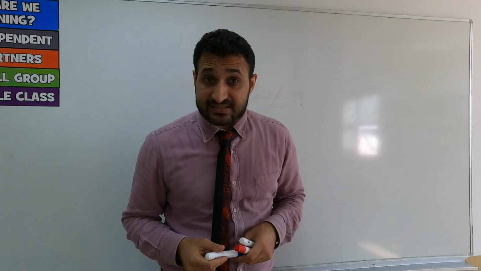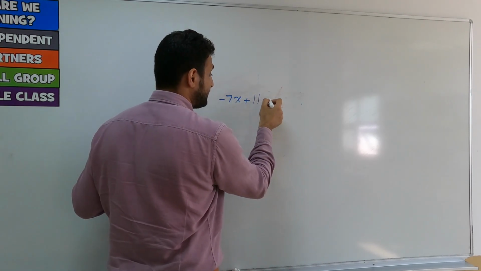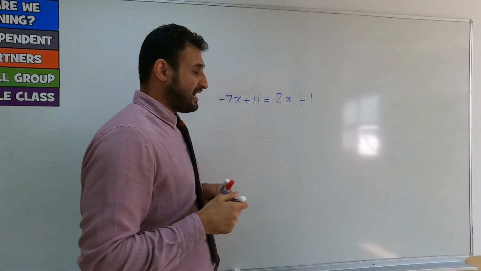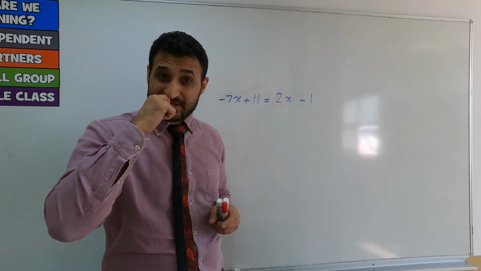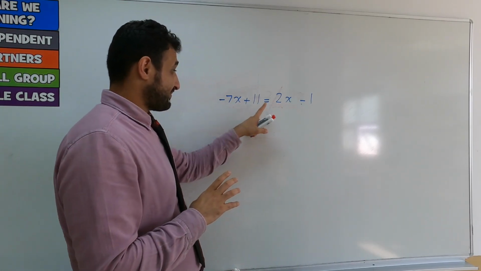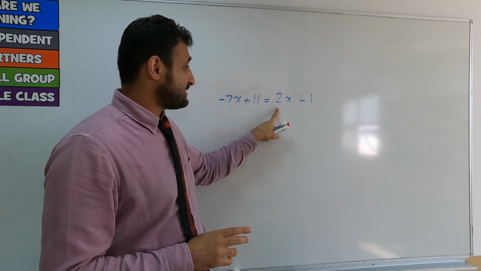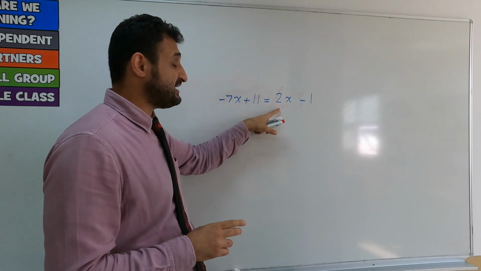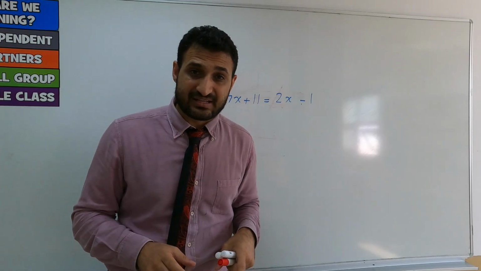What if you have this example? Negative 7x plus 11 equals 2x minus 1. Ask yourself, which one has a greater coefficient, 2 or negative 7? Of course 2, because 2 is greater. So I shouldn't move this 2x to the other side. Why? Because it will be negative 2x and I have negative 7x, so the answer will be negative 9x.